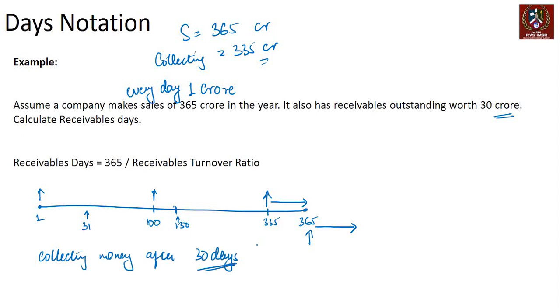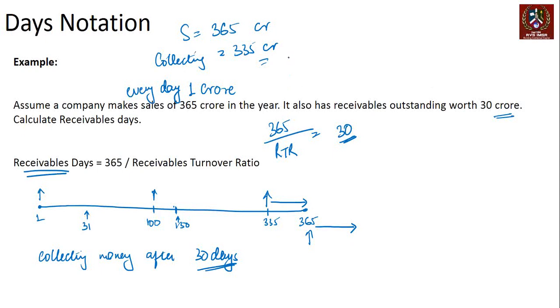And that's what we calculated. That's exactly what we calculated in our formula, which was 365 divided by the receivable turnover ratio. And that was giving us the answer as 30 because we are collecting the money after 30 days. That is what receivable days mean in the context of our understanding.